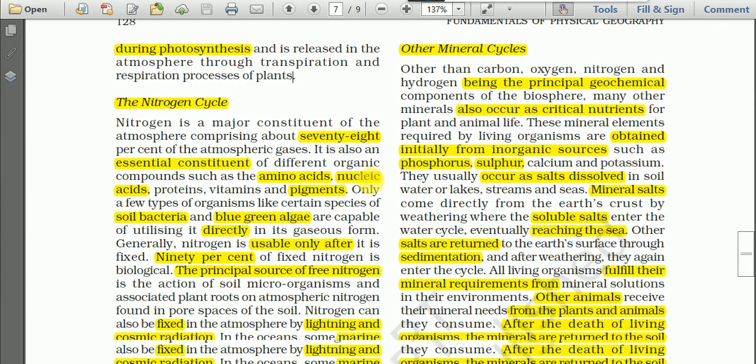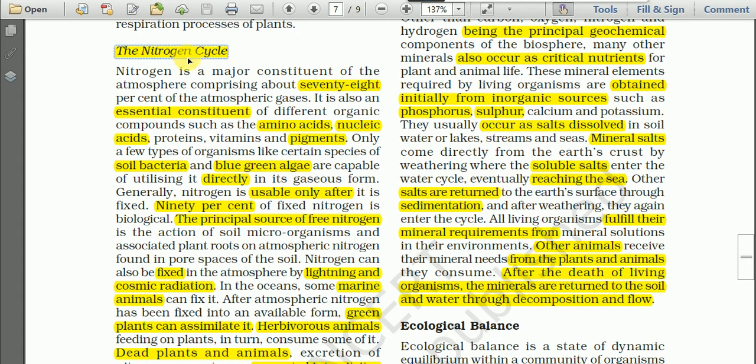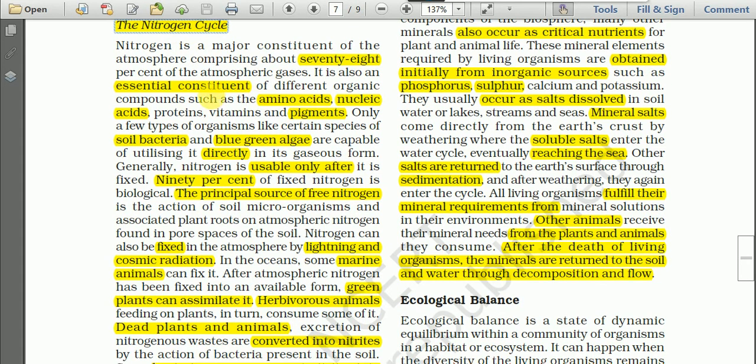And next we have this nitrogen cycle, and nitrogen is a major constituent of the atmosphere, comprising about 78% of the atmosphere. Okay, so we have already learned that nitrogen is the major constituent of the atmosphere, comprising 78% of the total volume of atmospheric gases.